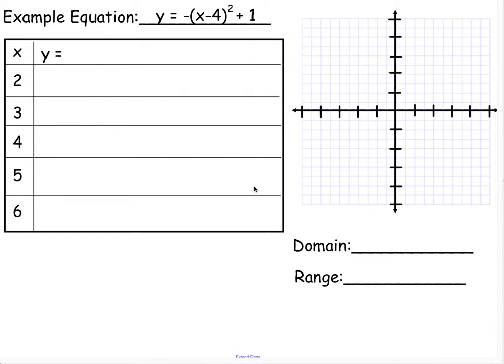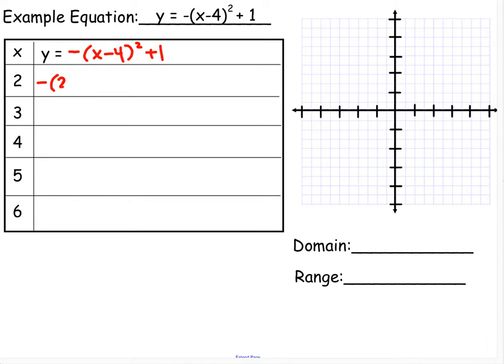Here's an example of a quadratic function that we're going to evaluate for five values in order to come up with the ordered pairs and then graph the function. So our function is y equals negative the quantity x minus 4 all squared plus 1. This is in the form called the vertex form. So we're going to go ahead and evaluate it for positive 2, positive 3, 4, 5, and 6.